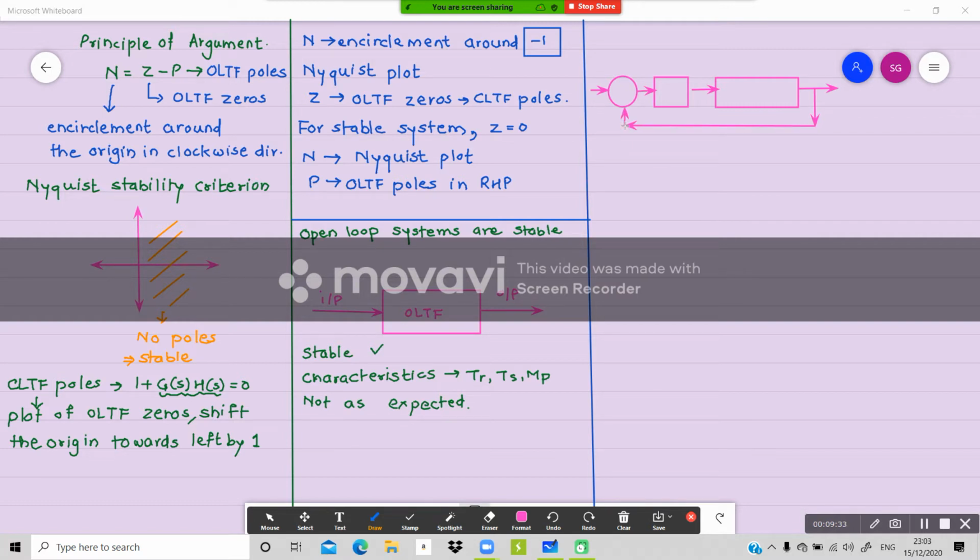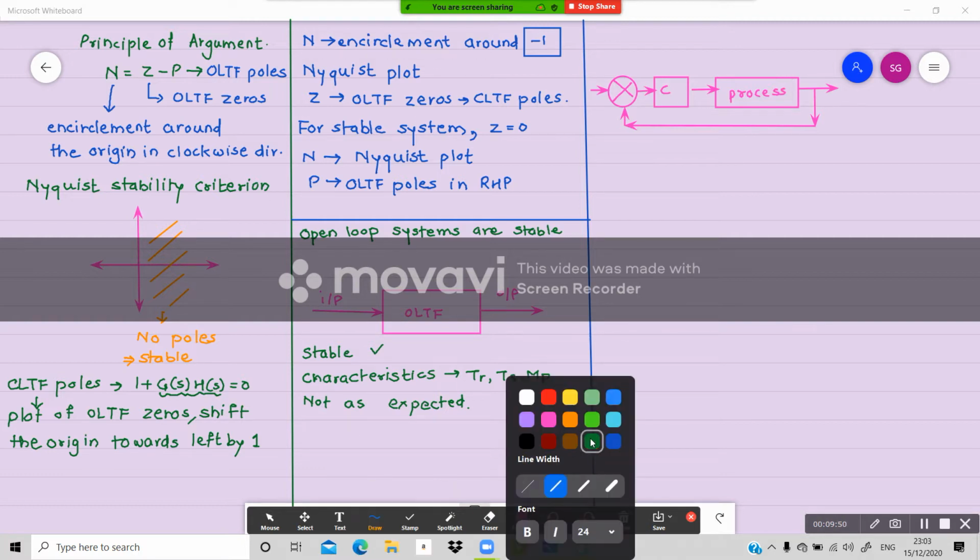You know very well. So we are having a closed loop system. Now whenever it is a closed loop system, a controller is there and this is your OLTF. We don't say OLTF now, we say process, process gain, correct? Process gain you are having, correct? Now this is the closed loop system.